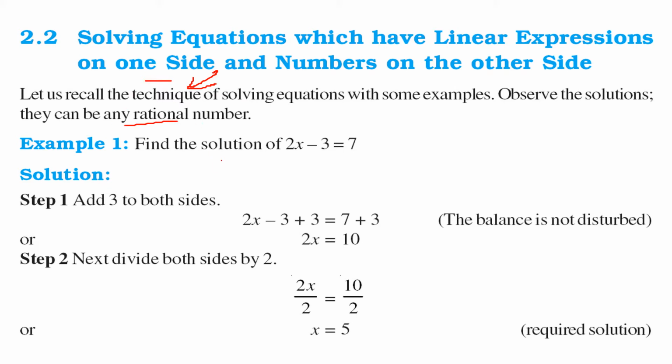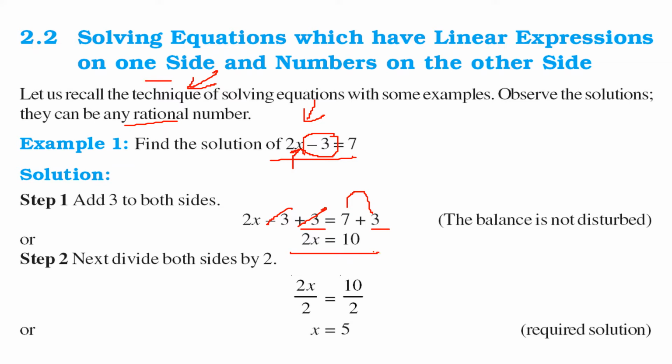Let us see. This is an equation we have, 2x minus 3 is equal to 7. So what will be the solution of this equation? We just need this x. So in order to get this x, we have to remove this 3. So we have to add 3 to both sides. So this gets cancelled, means minus 3 plus 3 is 0, and 7 plus 3 is 10.